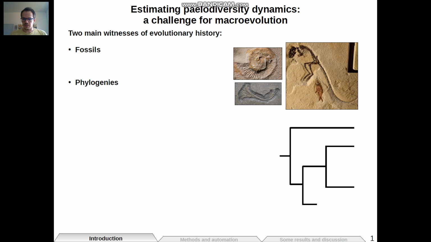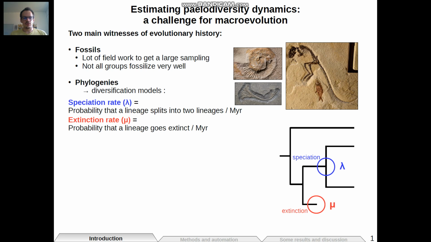phylogenies. Fossils have been used a lot in the field for this question, but there are still some limits because it needs a lot of fieldwork to get a large sampling size, and not all groups fossilize very well, especially in the tropics. And phylogenies are more and more used since the development of diversification models that allow us to estimate the probability that a lineage splits into two lineages, that is the speciation rate, and the probability that a lineage goes extinct per million years, which is the extinction rate.